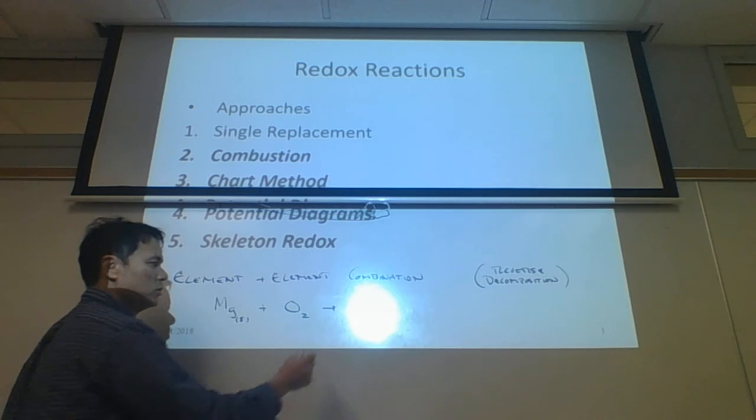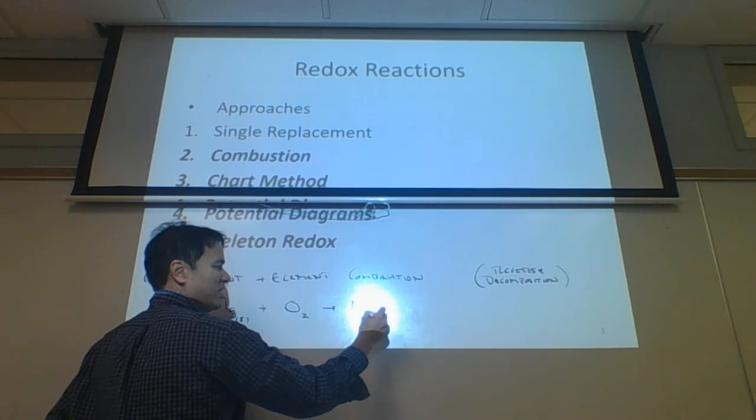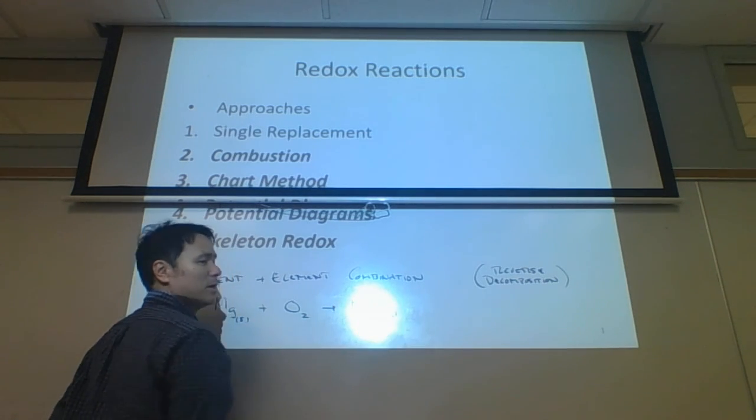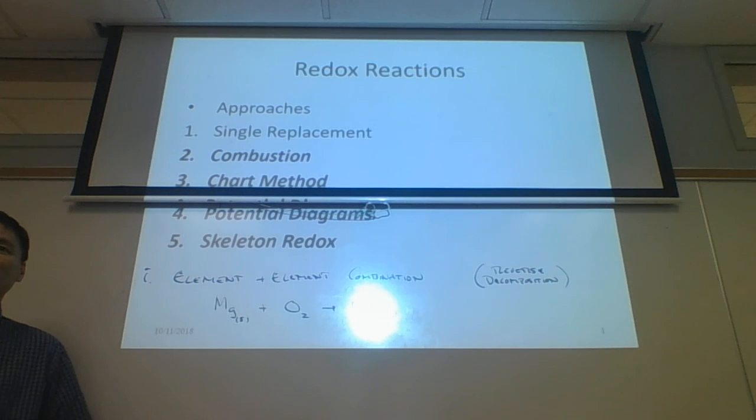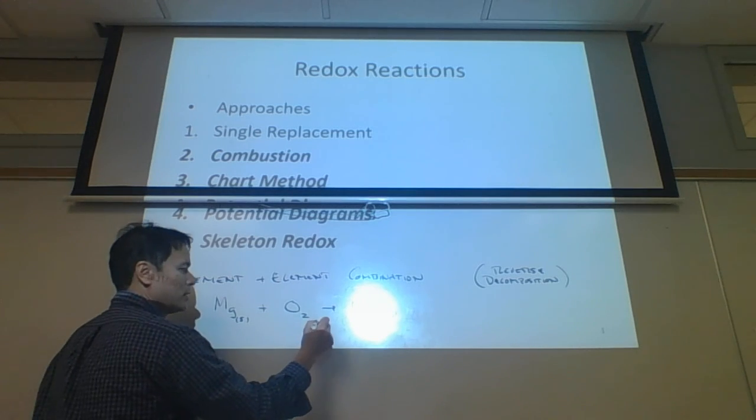Is it MgO2 or MgO? MgO. It's MgO because magnesium is a fixed charge. It's always going to be +2. Therefore, we're going to have to balance this. O2 is a gas, so we need to write that.